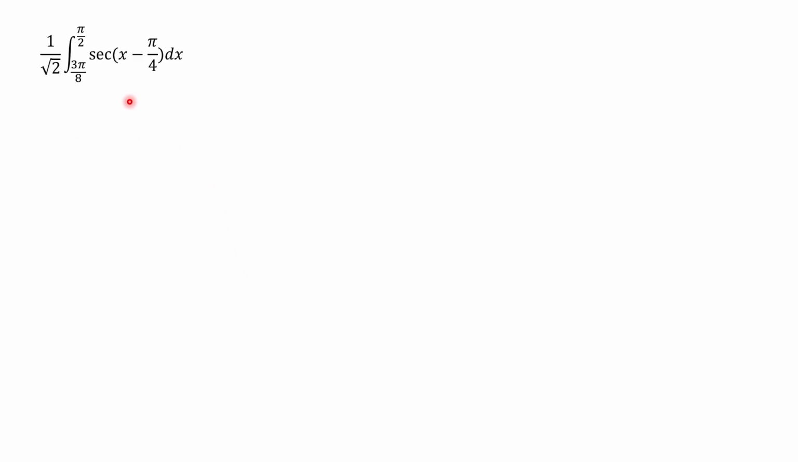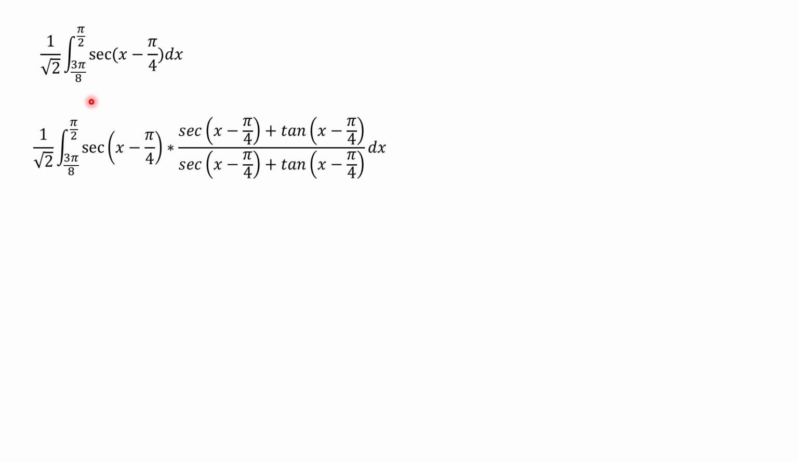Cool, so here's our problem. And there's a really nice trick to spot when you're integrating sec, which is to multiply both the denominator and numerator by sec plus tan. So it doesn't change the value because we're multiplying and dividing by the same value.